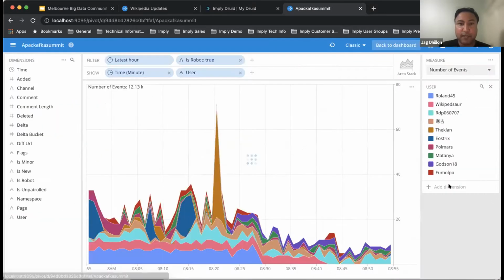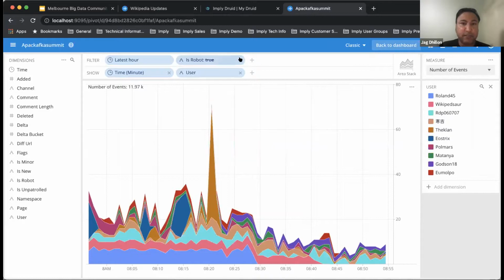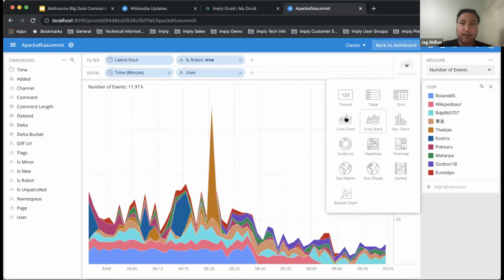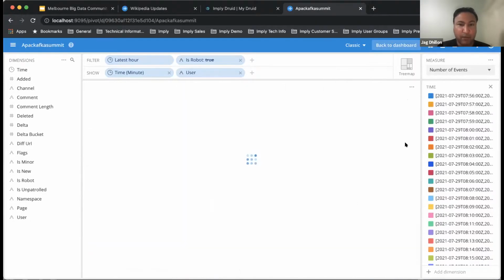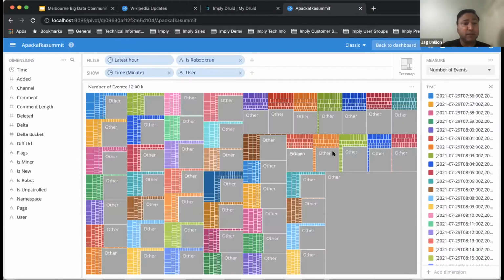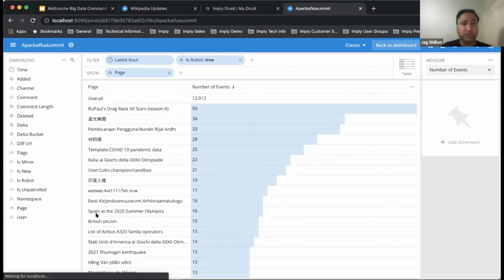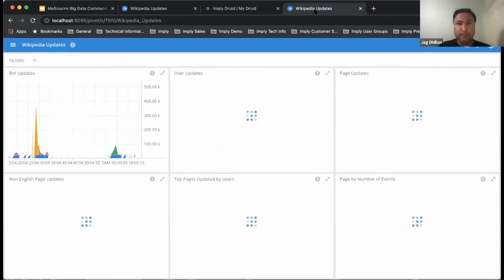If I drill down into that, I can see that's already filtered. I can modify it. I can change that to, say, a line chart, for example, right? Or a tree map if I want to. That's an example of what users can do. I can change that to page to see what's the current page that's popular, right? I can see there is some Spain at the Summer Olympics, Airbus A320. All this is happening in real time. It's coming from Wikipedia. So hopefully that answers your question.